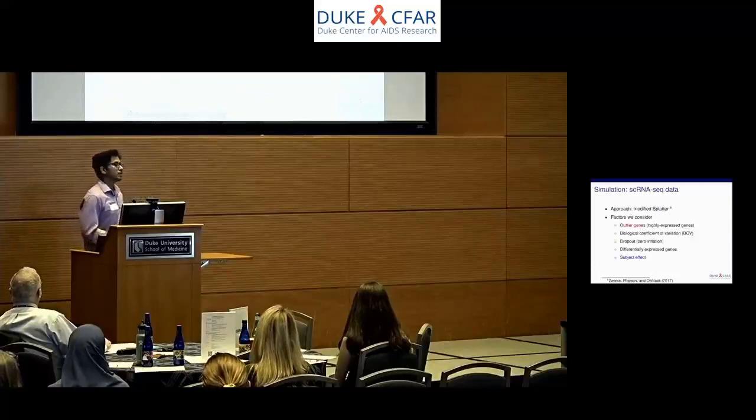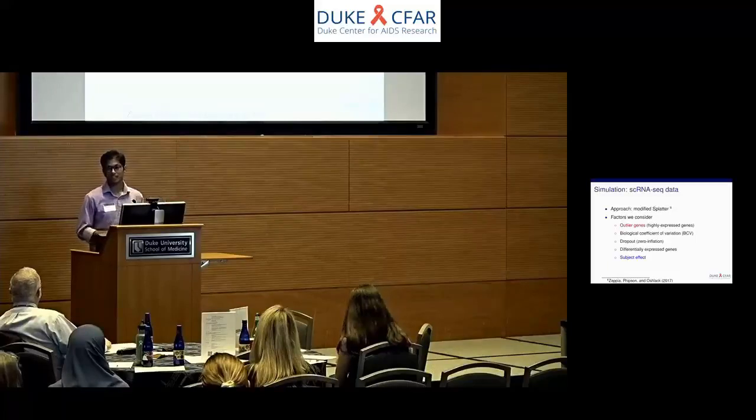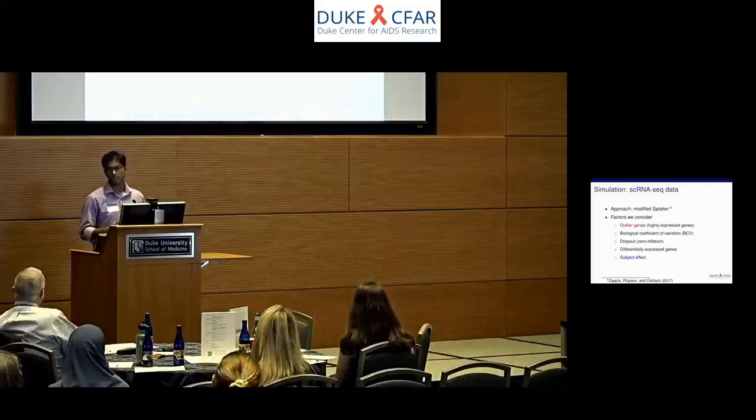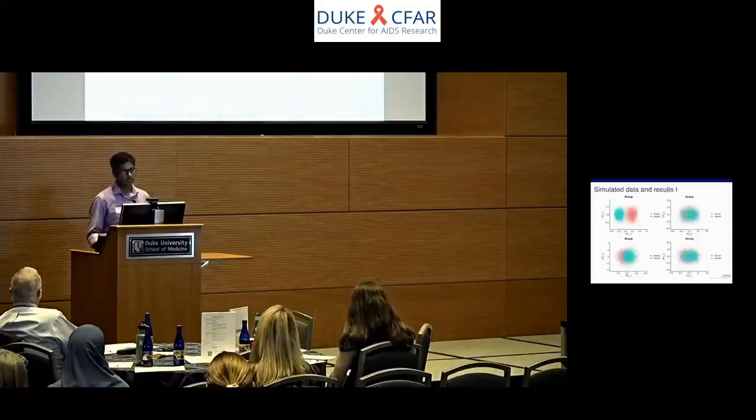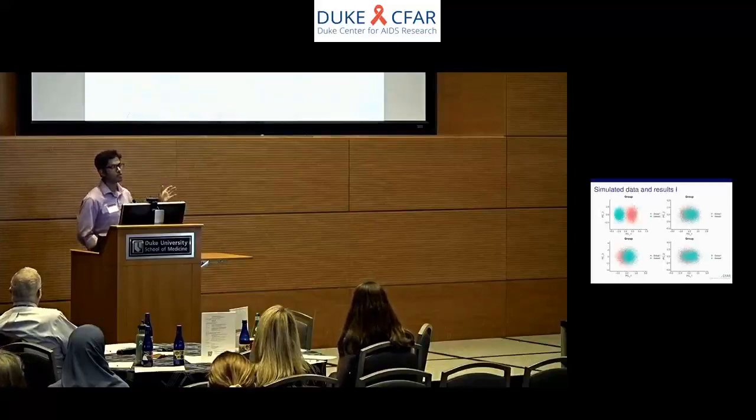To assess the performance of these individual-level methods, we conducted a small-scale simulation study where I used the Splatter algorithm, which is a recently proposed method to generate single-cell data, but I modified two steps of this method just to accommodate the different features of our single-cell data. The factors you can see: we considered outlier genes, biological coefficient of variation, dropout, differentially expressed genes, and the subject effect in the data. This is a snapshot of the scenarios I looked at. You can see the left panel shows the cells with respect to the differentially expressed genes. In the right panel, the genes are not differentially expressed.